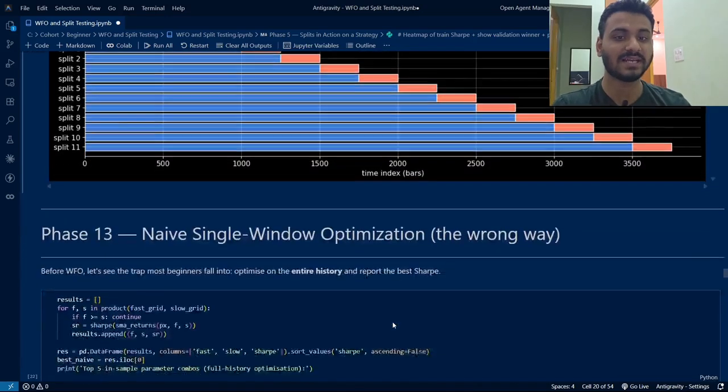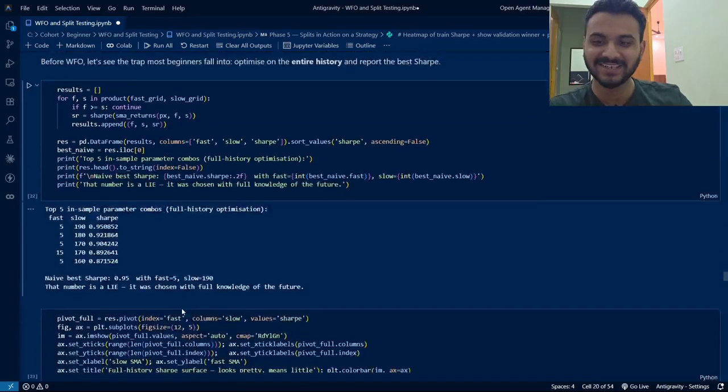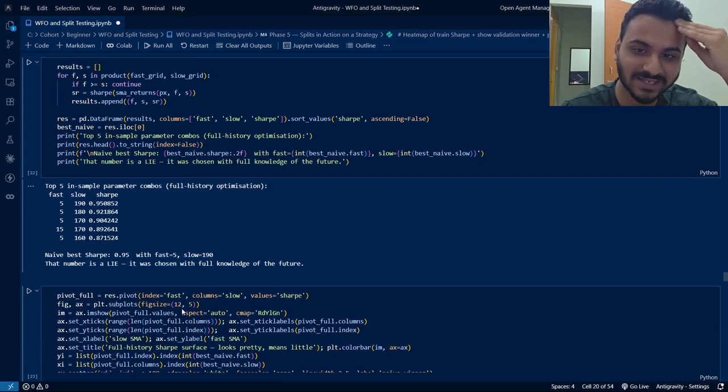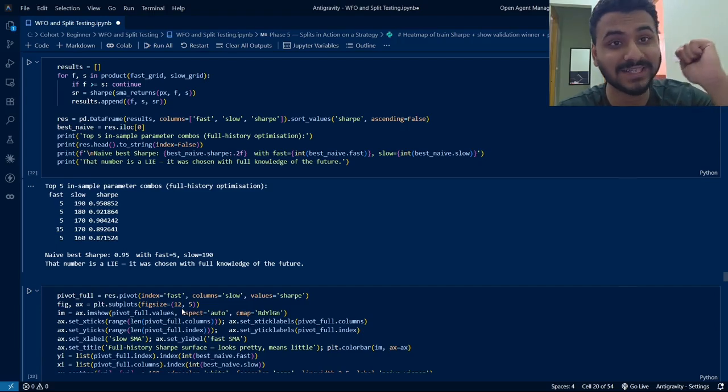Now, naive single optimization is where you could go wrong. Now let's talk about full history optimization. Some people would actually do this, find out on the entire data set, optimizing over the full history, which Sharpe was the best using those parameters, fast 5, slow 190. That number is a lie. It was chosen with full knowledge of what would happen in the future.